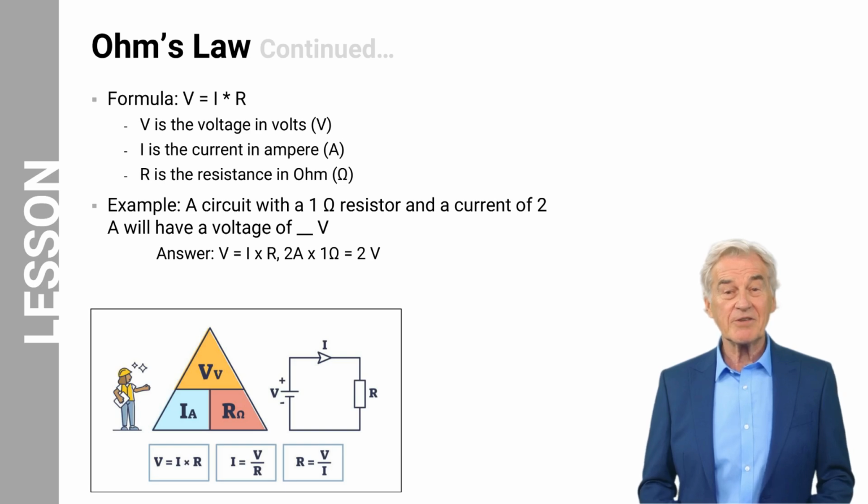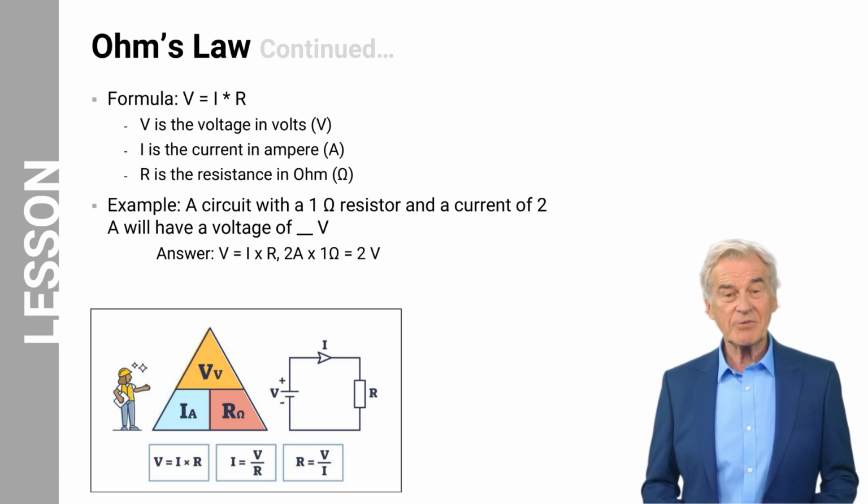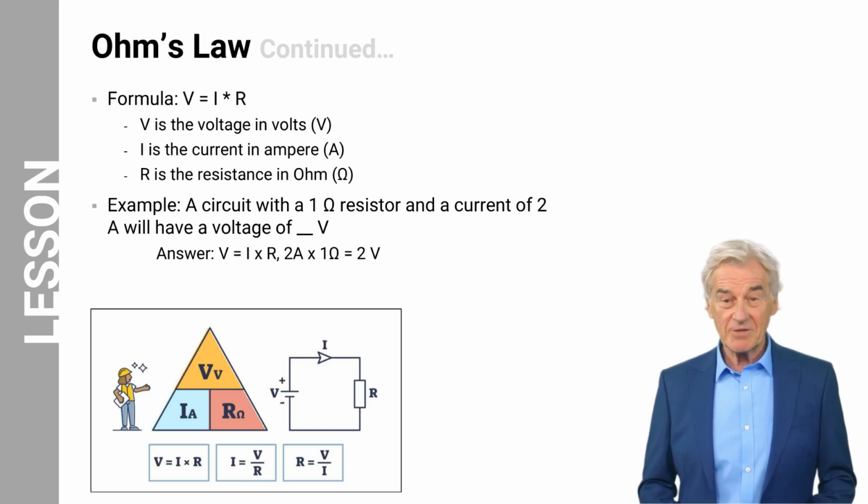Imagine we have an electrical circuit with a current flowing through it of 2 amperes, and it includes a resistor with a resistance of 1 ohm. To find out the voltage across this circuit, you simply multiply the current by the resistance. So it is 2 amperes multiplied by 1 ohm, which equals 2 volts. Therefore, in this scenario, the voltage across the circuit would be 2 volts.